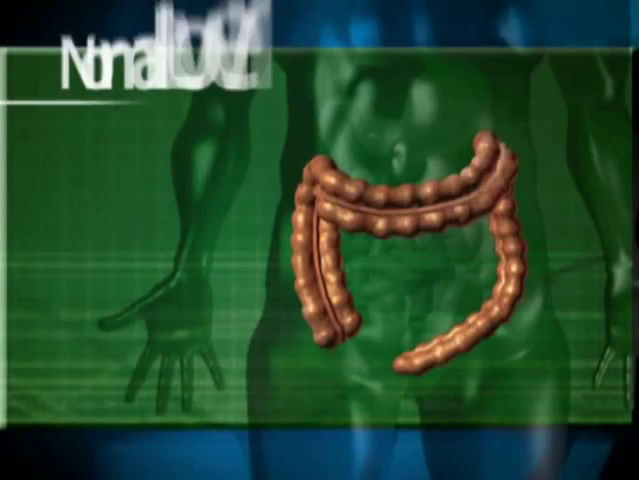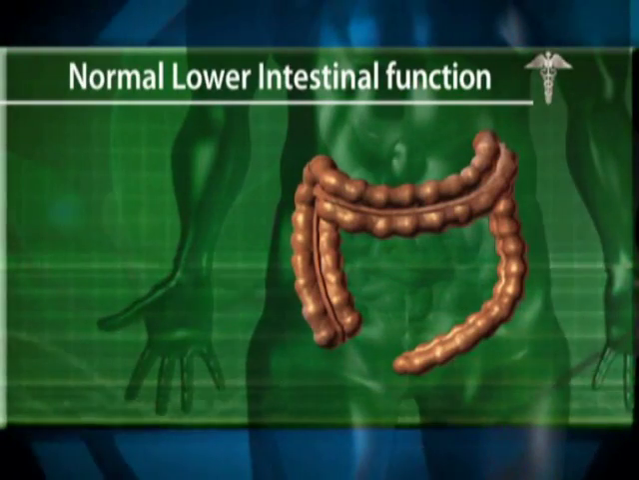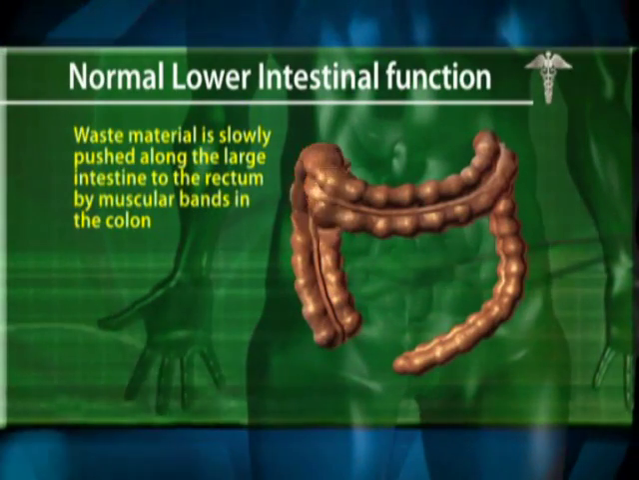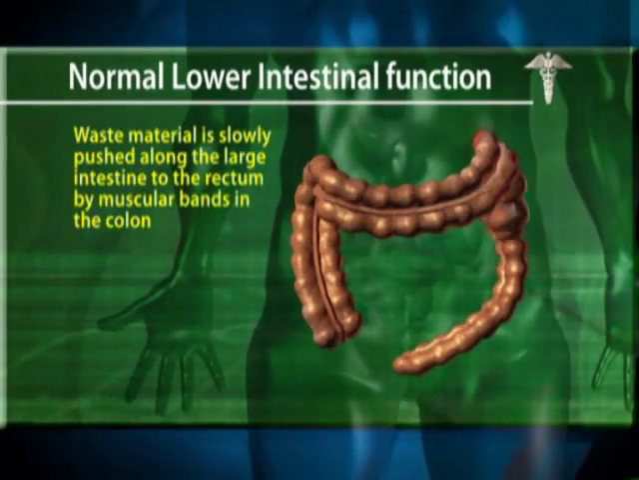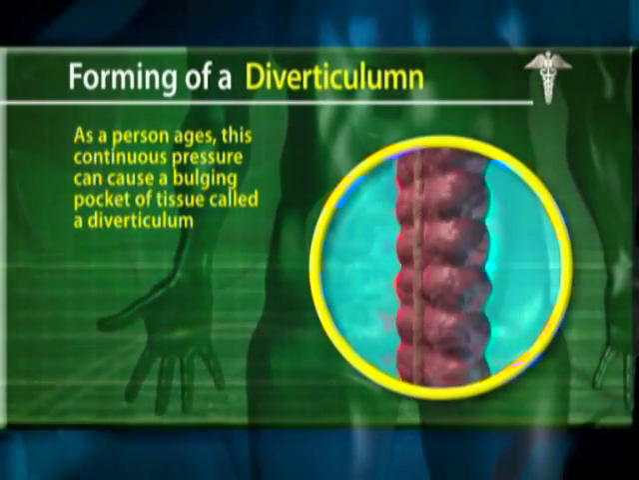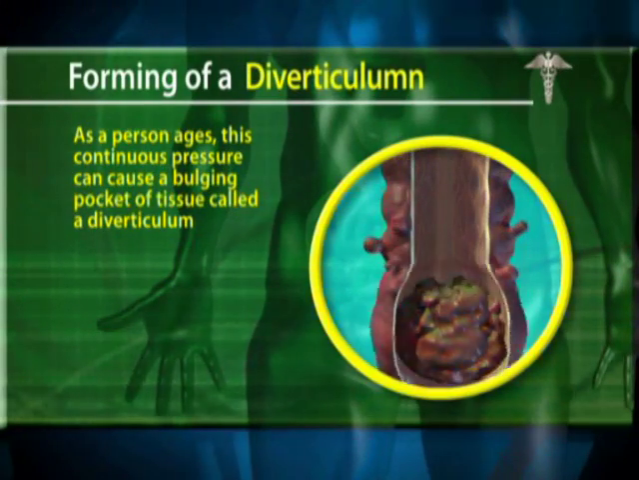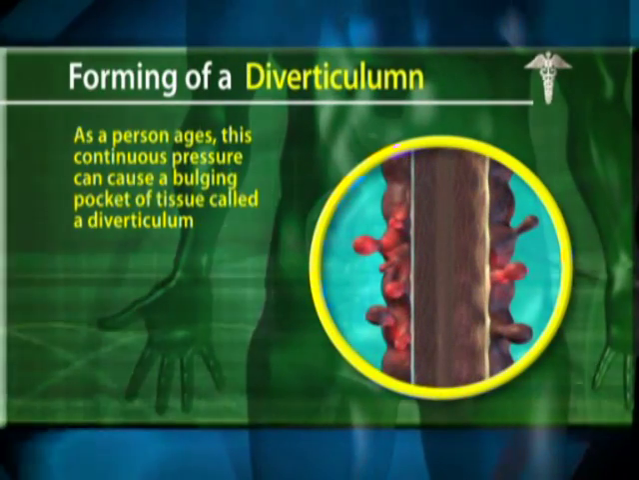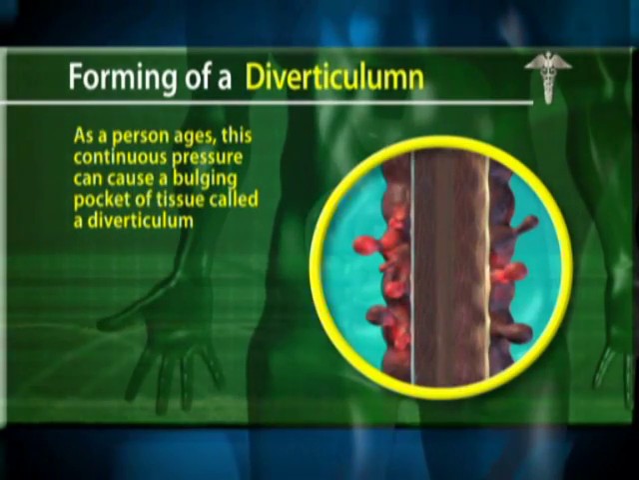The large intestine is a long tube-like structure that stores and eliminates waste material. During normal lower intestinal function, the waste material is slowly pushed along the large intestine to the rectum by the muscular bands in the colon. As a person ages, this continuous pressure can cause a bulging pocket of tissue or a sac called a diverticulum that pushes out from the colon wall. More than one sac is called diverticula. The condition of having diverticula in the large intestine is called diverticulosis.